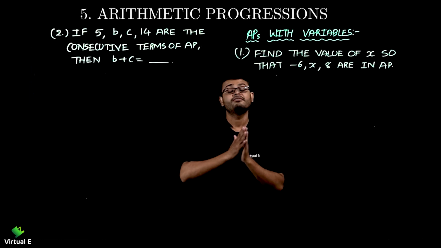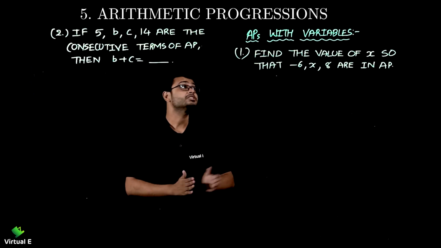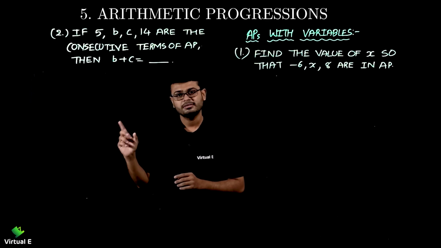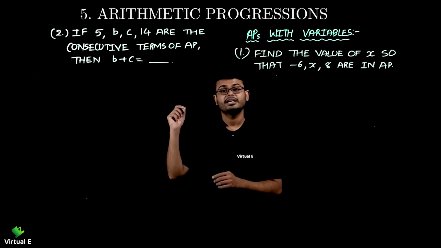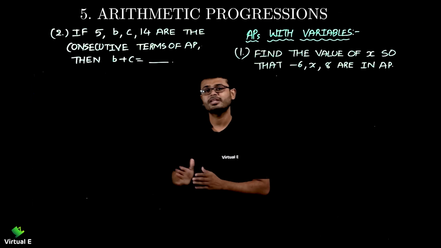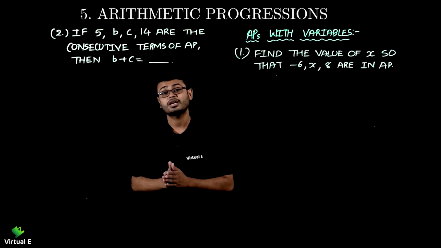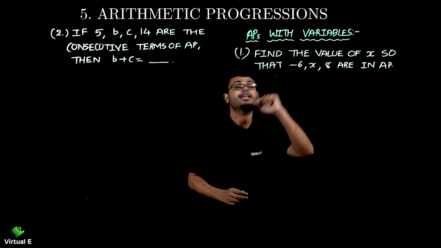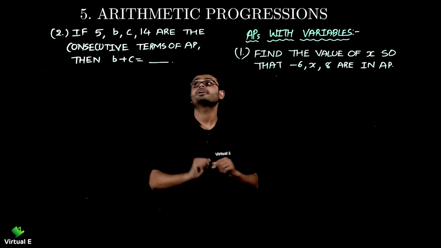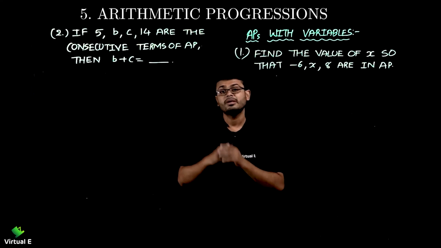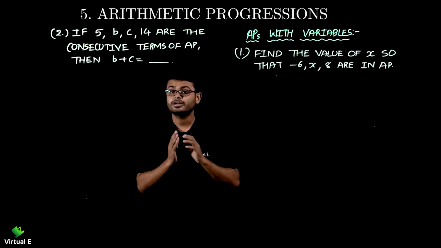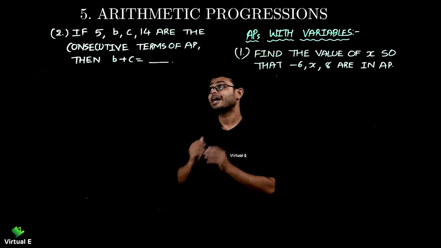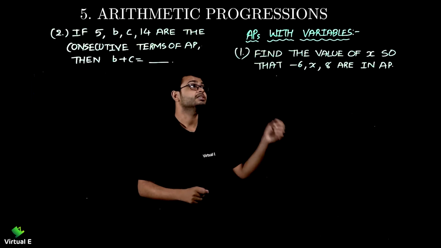In this session, we are going to discuss APs with variables. We have learned about AP, sum, finding the term, the common difference, and different cases as well. Now we are going to talk about APs where a variable is given, like B and C, or X, maybe the whole AP is in terms of variables. So how do we solve those questions? We are going to discuss them in this session.